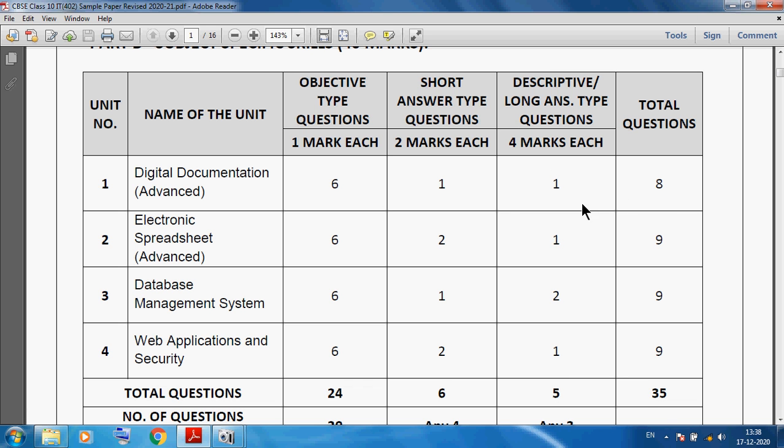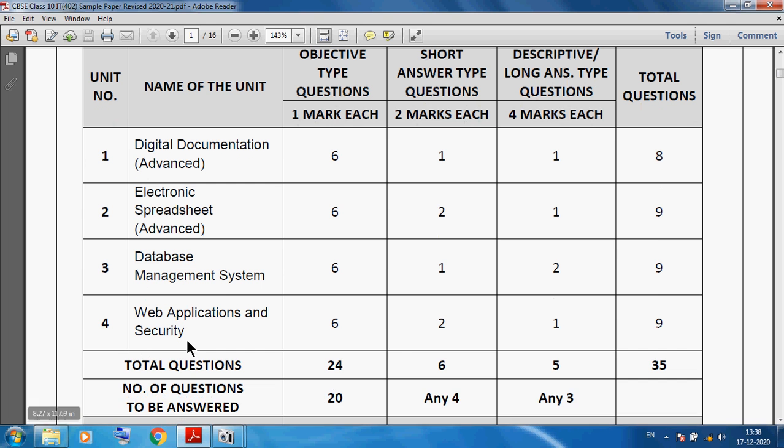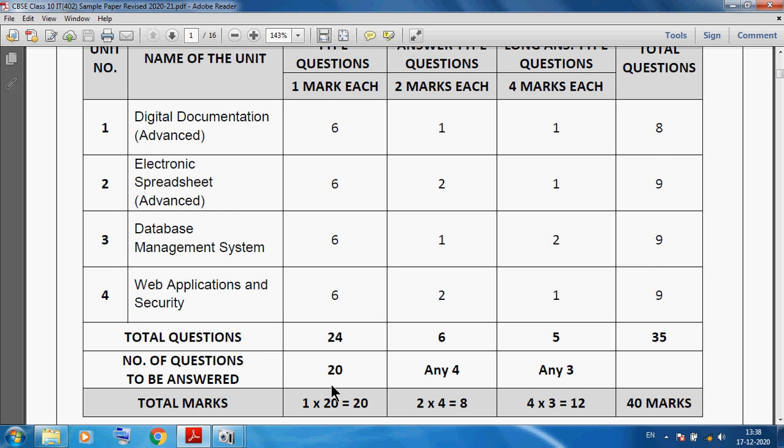So you can see the total counts for each unit, and in total you can see 24, 6, 5, 35. This is the blueprint. In MCQ, the number of questions to answer is 20: out of 24 you can attempt any 20. In 2 marks there are 6 questions, so you attempt any 4. In 4 marks there are 5 questions, but you will attempt any 3, and the total is 35 questions. So you can see 40 marks.